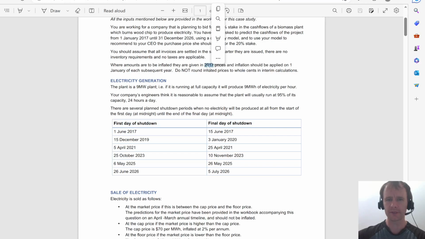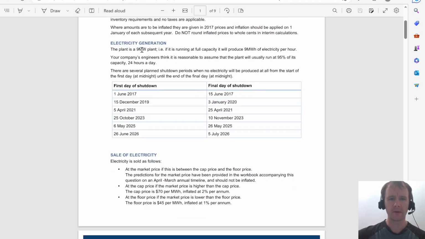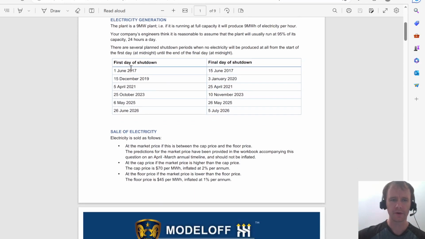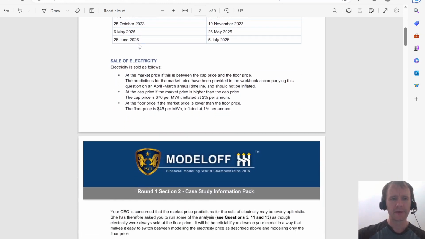Inflation: you're given 2017 prices and inflation applies on the 1st of January each year after that. You've got a 9 megawatt plant, so running at full capacity will produce 9 megawatt hours of electricity per hour. It's reasonable to assume the plant will run at 95% of its capacity 24 hours a day. Shutdown periods are planned from the start of the first day at midnight until the end of the final day at midnight. We've got a few different periods planned.